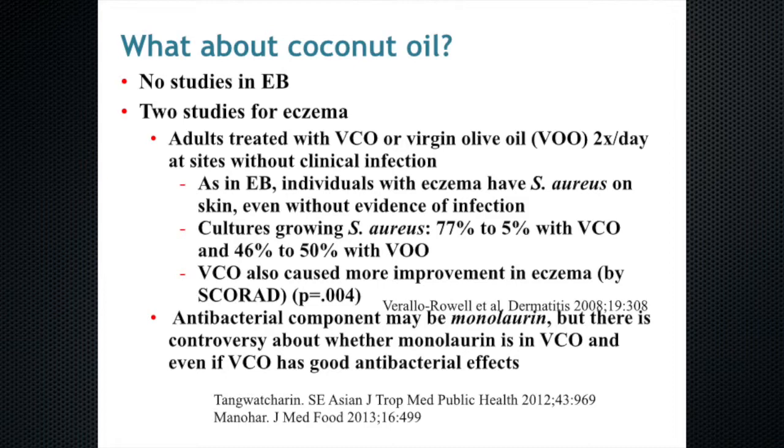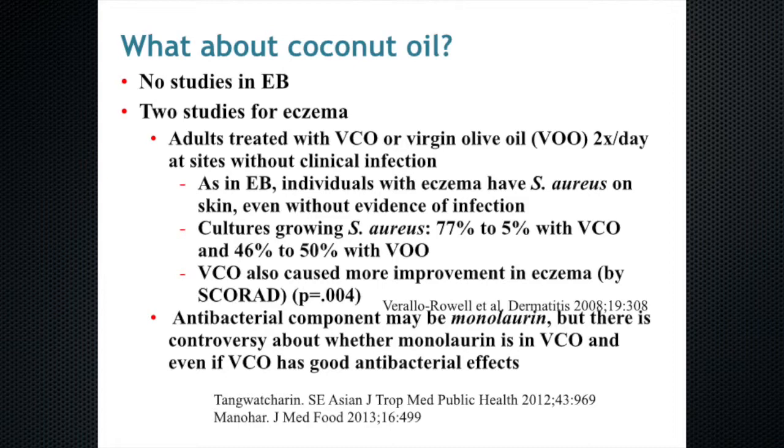So in eczema, one of the bacteria, particularly the one that's there early and then continues throughout life, especially in recessive dystrophic EB, is called Staph aureus. And the vast majority of individuals, if you did a swab, especially in an affected area, you would find Staph aureus in eczema. So this was a study where adults were treated either with the virgin coconut oil or the virgin olive oil twice a day at sites without any evidence of clinical infection, but they still are colonized. They have this Staph aureus if you do a culture on it.